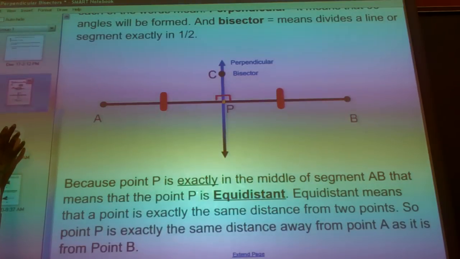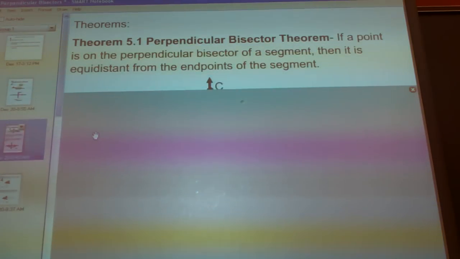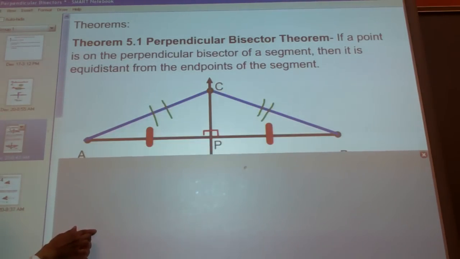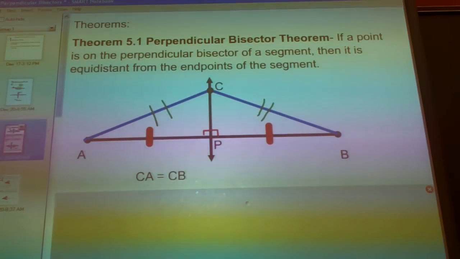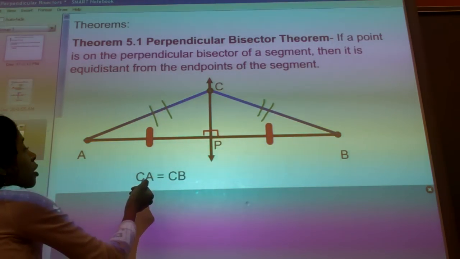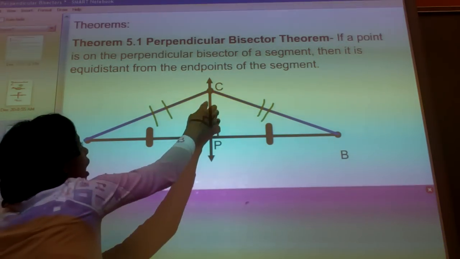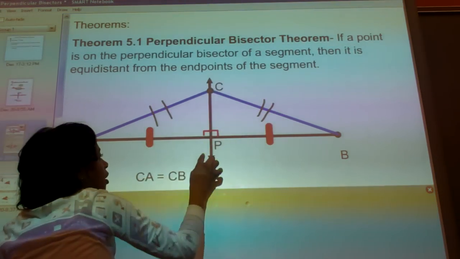Some theorems from chapter 5, section 5.1. Let's look at the perpendicular bisector theorem. That means if a point is on the perpendicular bisector of a segment, then it is equidistant from the endpoints of the segment. What do I mean? Again, if a point is on a perpendicular bisector, i.e. point C, point C is on the perpendicular bisector.